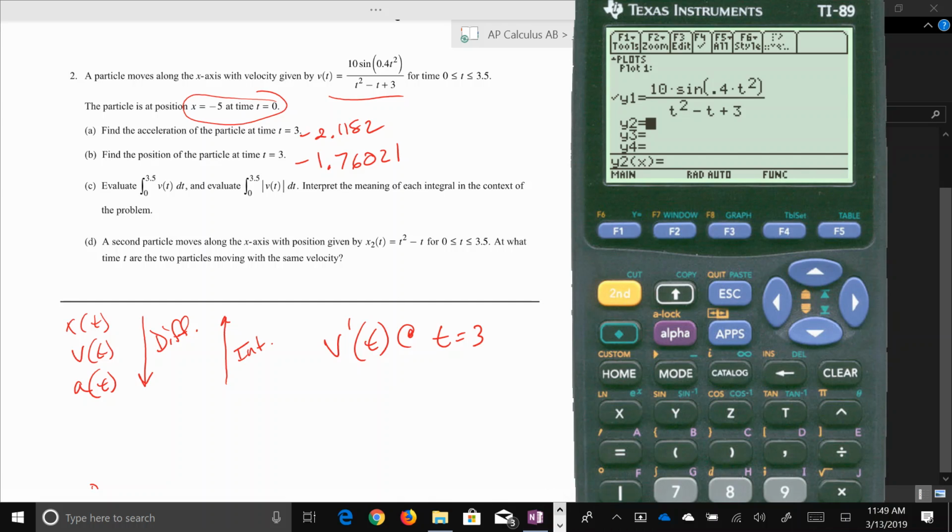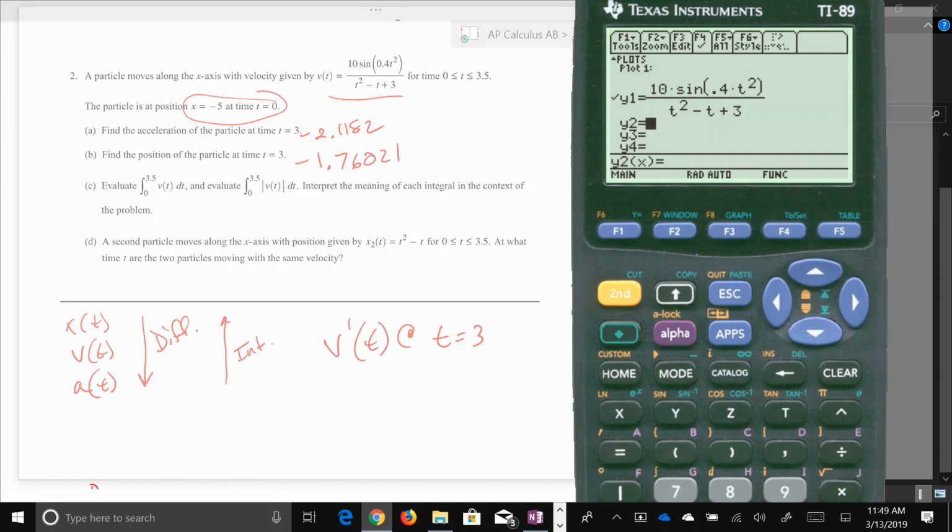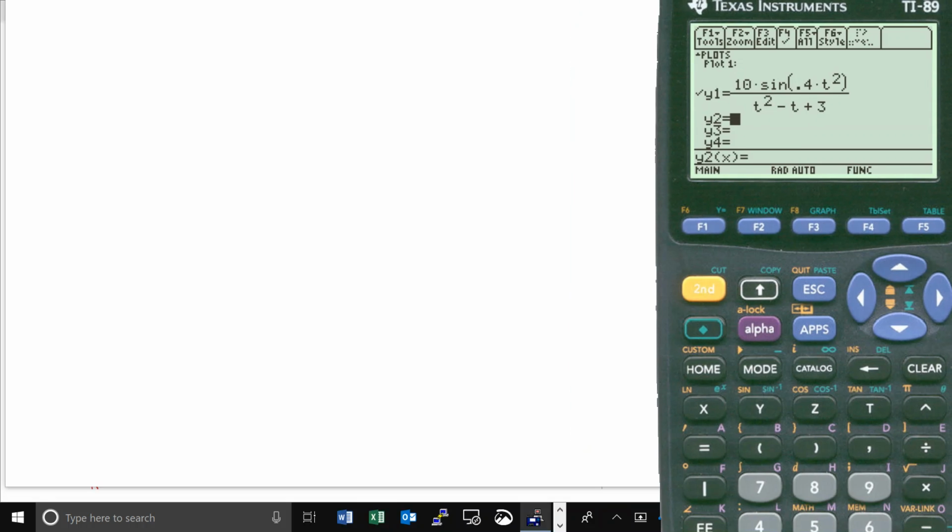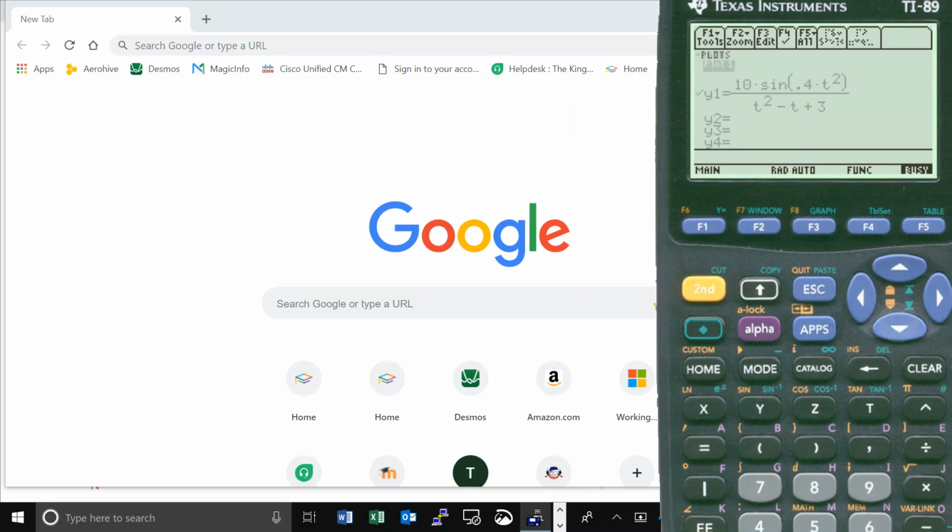That's why sometimes you have to be careful. If you need to graph, use X. How do you highlight the whole thing? I just use arrows. Just move your arrow around and it'll highlight.